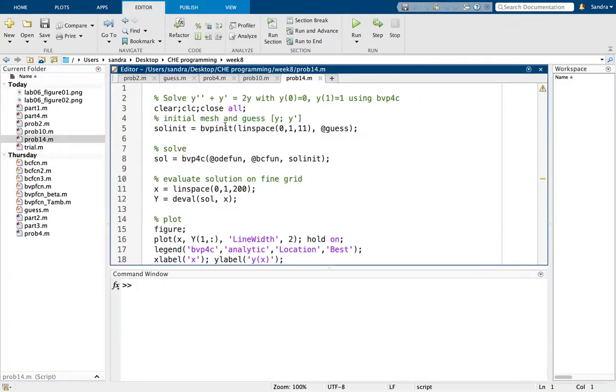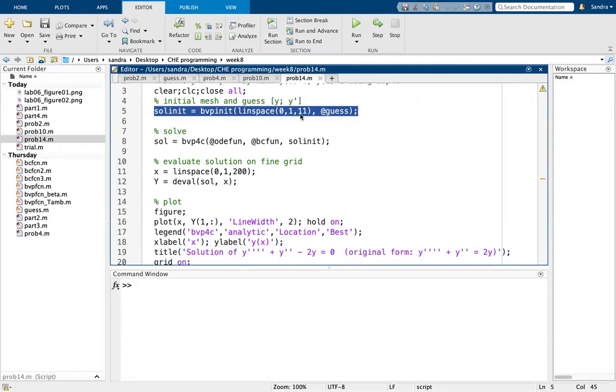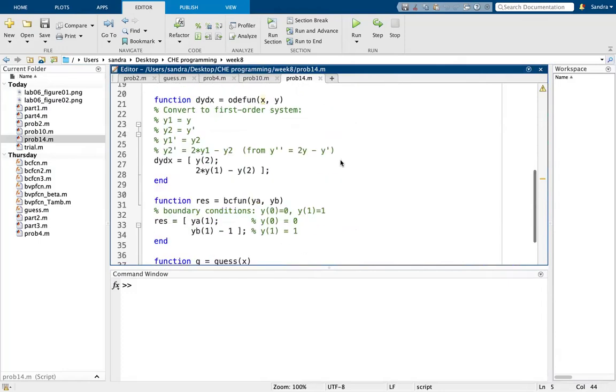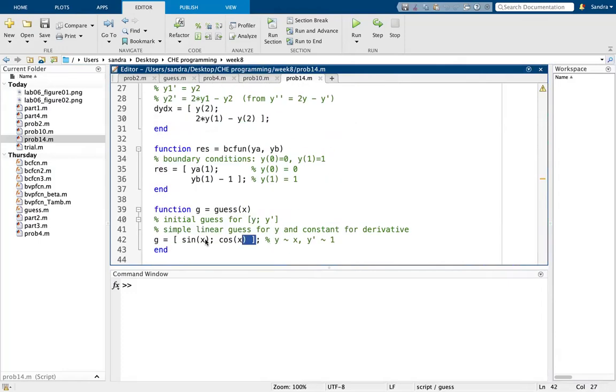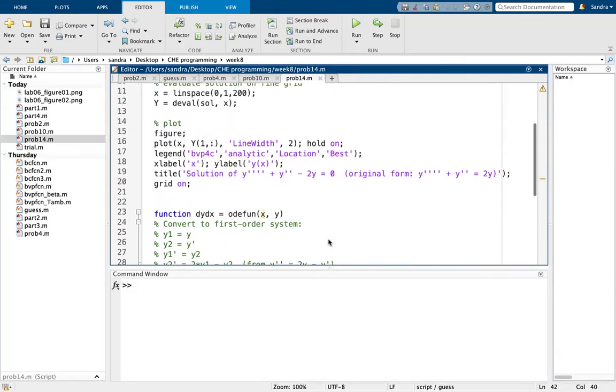So this is the ODE equation. I'm first initializing everything using 11 grid points between 0 and 1, and I'm initializing it using a guess, which is nothing but sin x and cos x. You can take a different one also. For example, I can take the first guess to be x, and the gradient of x will be 1, right? That is completely fine.